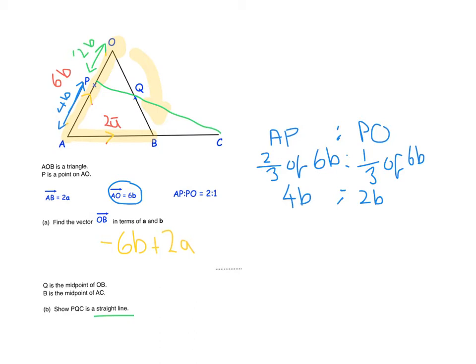So it's already told me that B is the midpoint of AC. So if AB is 2a, then BC is also 2a. So I can now do PC. So PC, from here we're going minus 4b plus 4a. So minus 4b plus 4a.